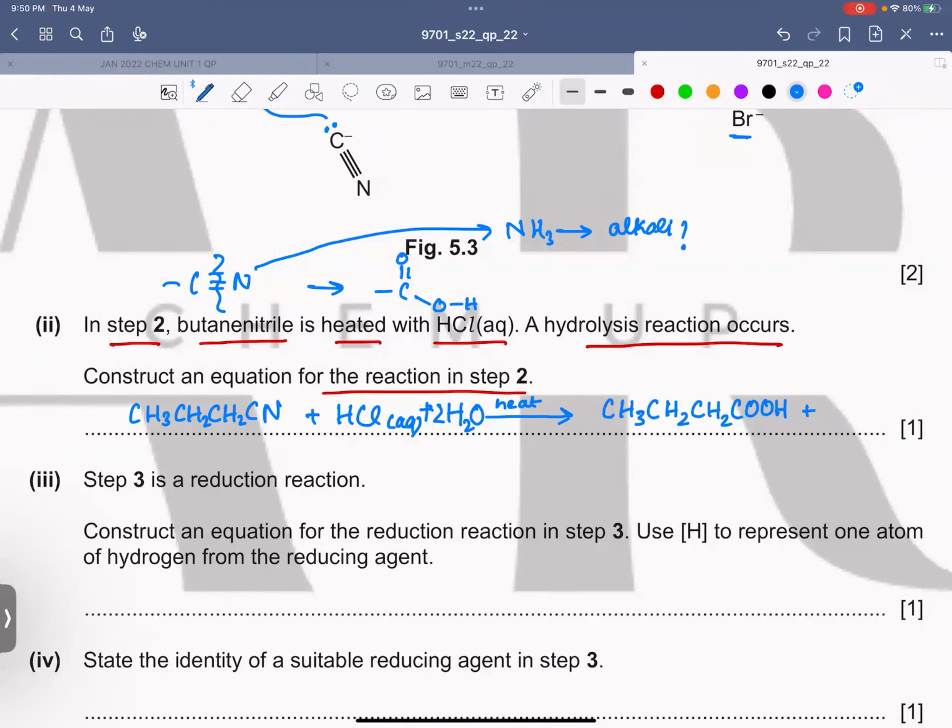Yes, sir. And which medium are we using over here? Acidic. So this ammonia formed reacts with HCl, and that's why our other product would be ammonium chloride. Is it clear now? Yes, sir.